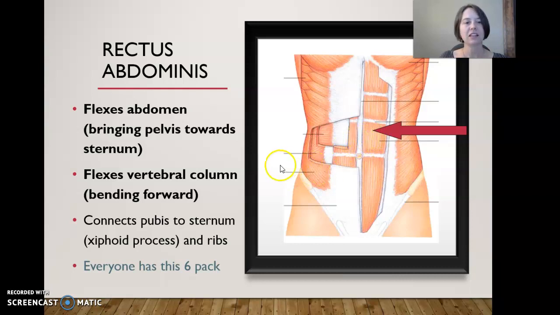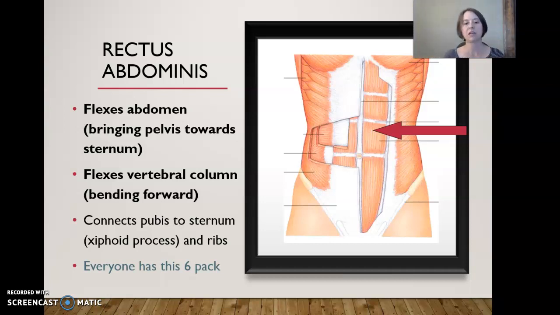So let's look at the words. Rectus means the fibers are straight, and it is found in your abdomen. So it is going to flex the abdomen, which brings your pelvis towards your sternum. So like if you were to bring your legs up, you're going to be using those muscles. If you're on the floor, bringing both of your legs up, or it flexes the vertebral column. So if you bend forward, you're going to be using those abdominal muscles. So bending forward is going to be contracting them.